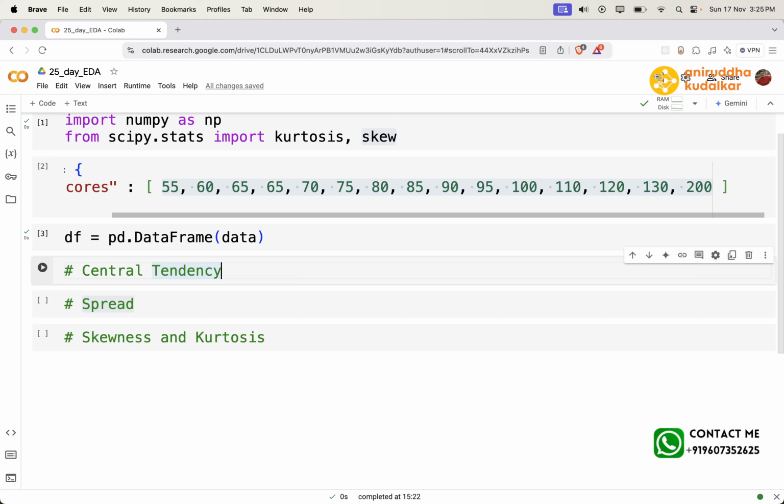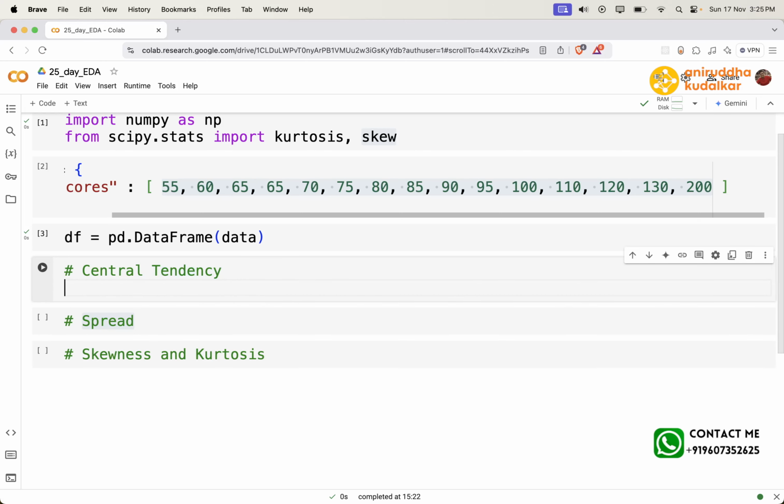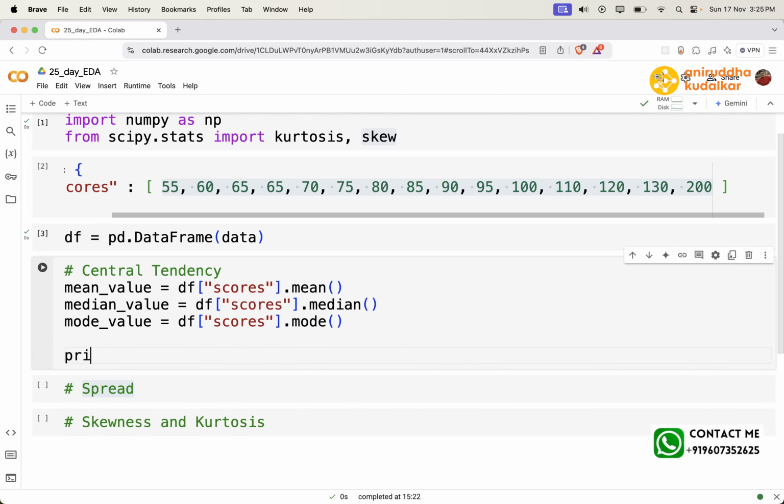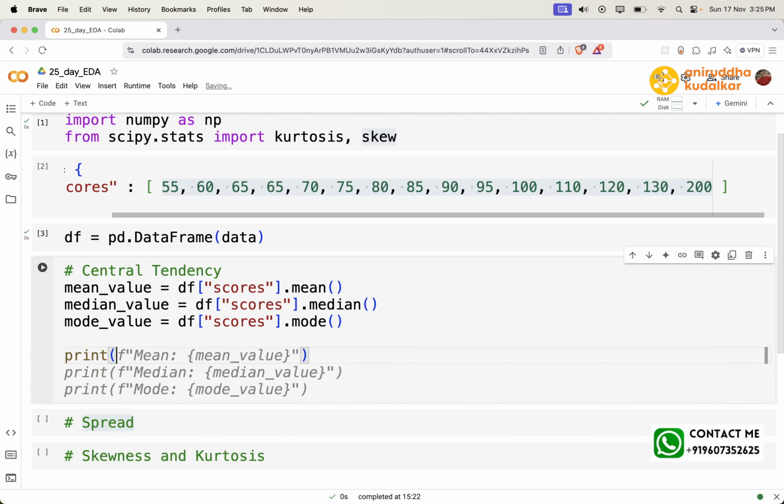Let's try to do it first and then we will come back to theory. So here we can say mean_value equals df dot score dot mean, and similarly median and mode. Let's print all these things. Okay, run it and see.